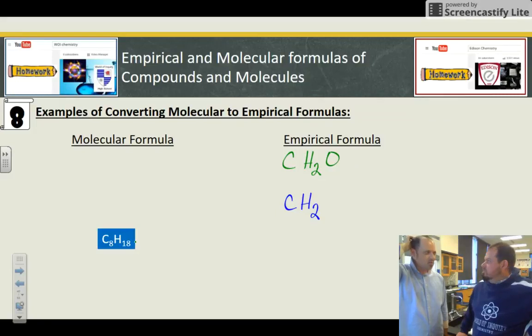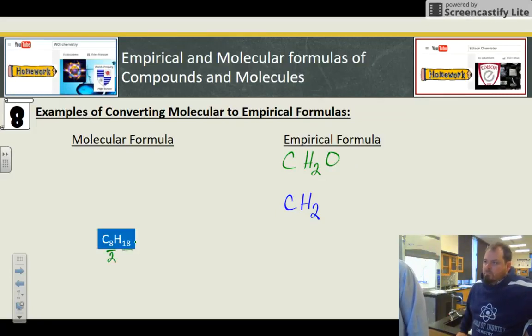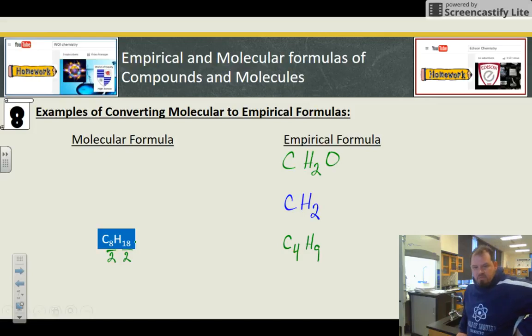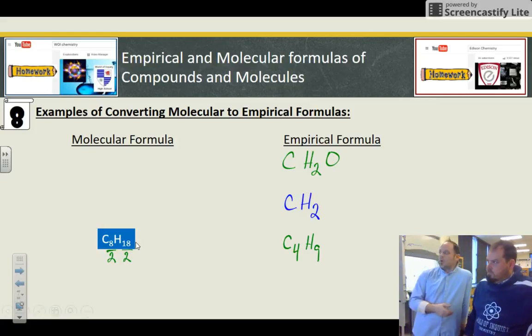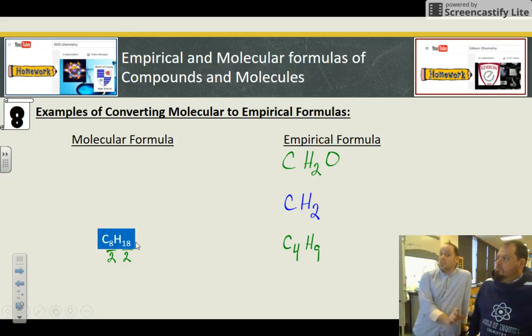The biggest number that goes into both of those is 2. Yeah, they're even, so 2. That would leave me with C4H9. And 9 and 4 don't reduce anymore, and we're done. You can also tell that you can't reduce any further when your empirical formula has both even and odd numbers in it.